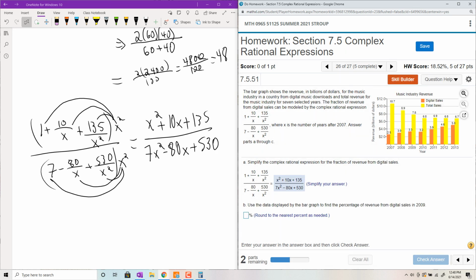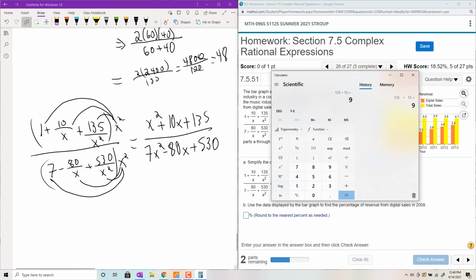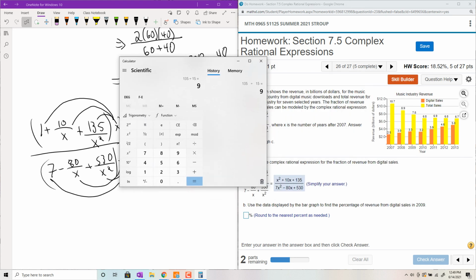Use the data displayed in the bar graph to find the percentage of the revenue from digital sales in 2009. So digital sales are the orange. 2009 is right here, and it says 3.3 billion. So what's the percentage of the revenue? The total sales. So I bet they just want you to take 3.3 divided by 7.8. So the 3.3 is the digital sales, and the 7.8 is the total sales. Okay, so that'll give you the percentage of the revenue.